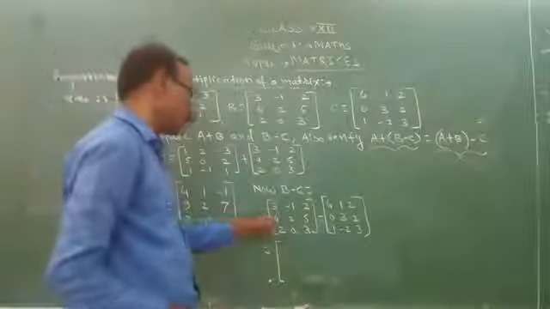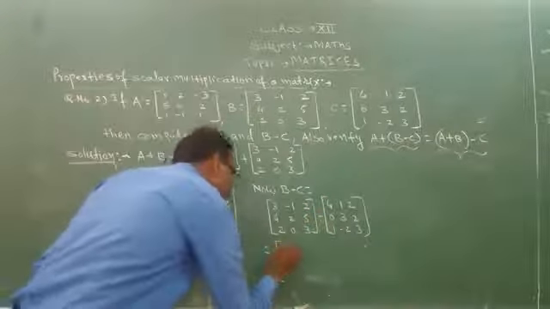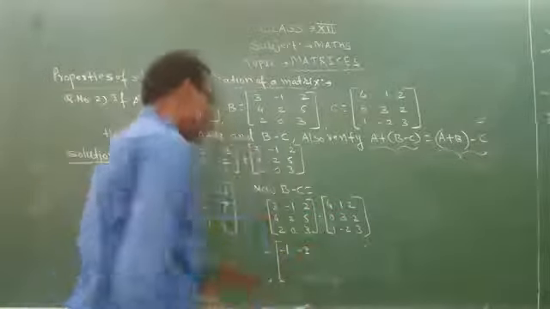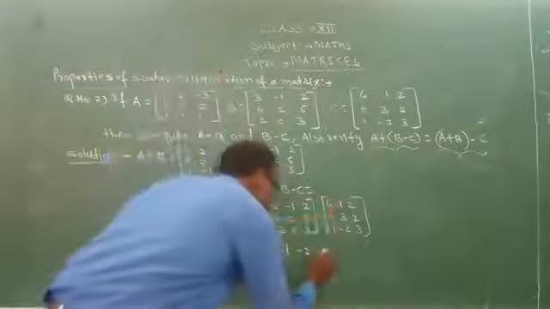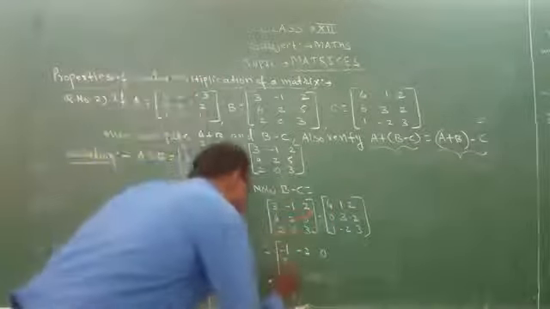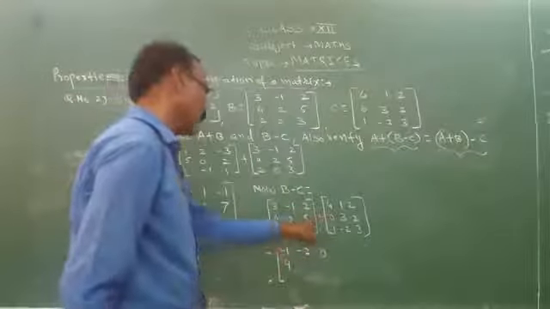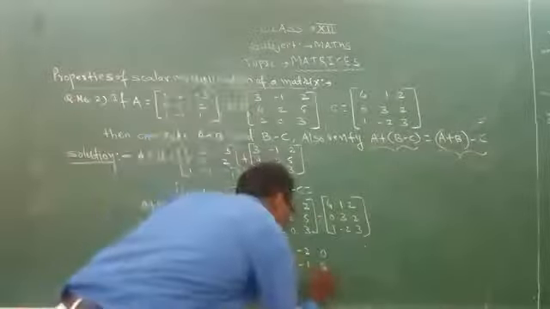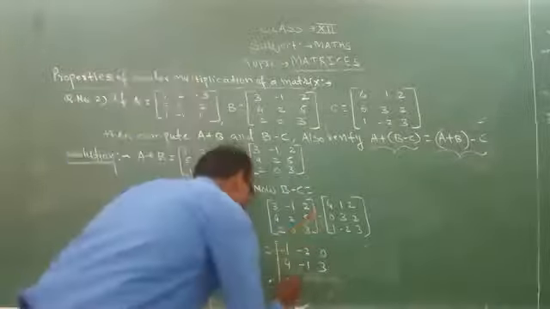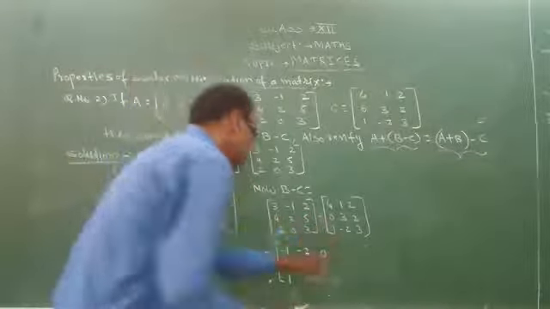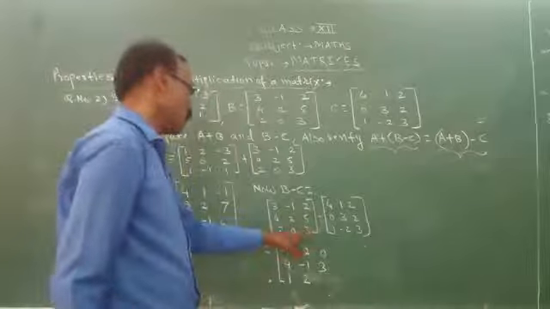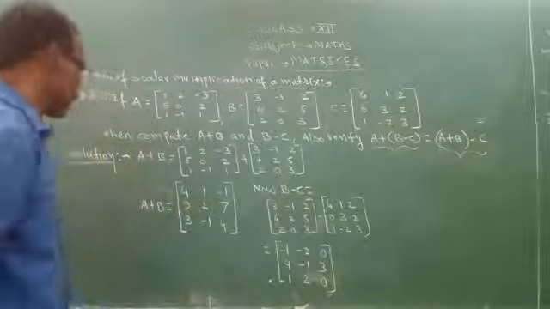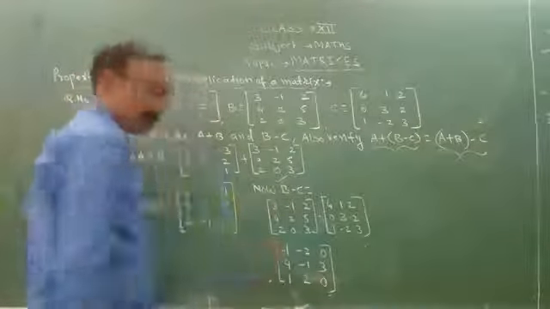I got B minus C: 3 minus 4 is minus 1, minus 1 minus 1 will be minus 2, 2 minus 2 is 0, 4 minus 0 is 4, 2 minus 3 is minus 1, 5 minus 2 is 3, 2 minus 1 is 1, 0 minus 2 will be minus 2, and 3 minus 3 is 0. Okay, so this is your B minus C. This is A plus B and this is B minus C.